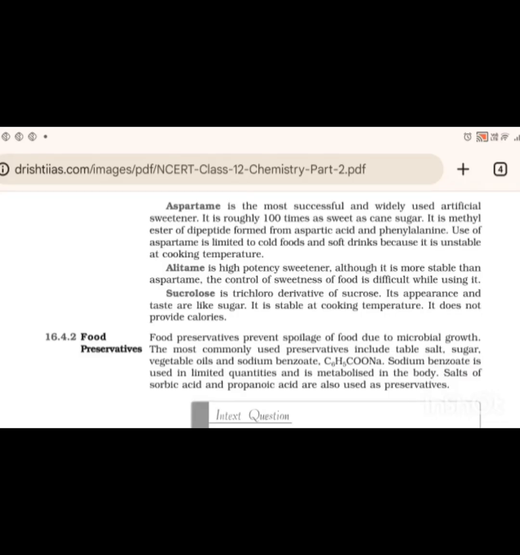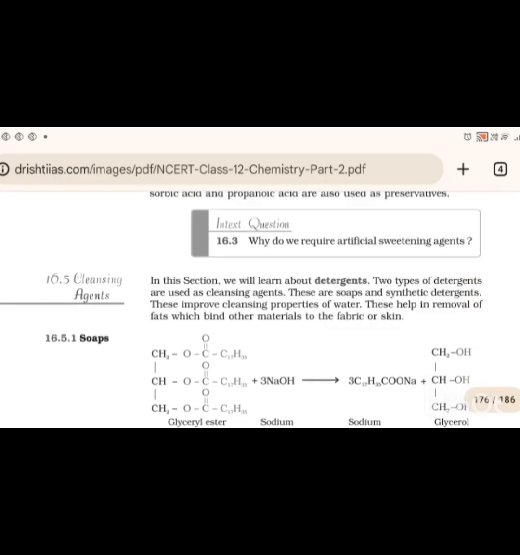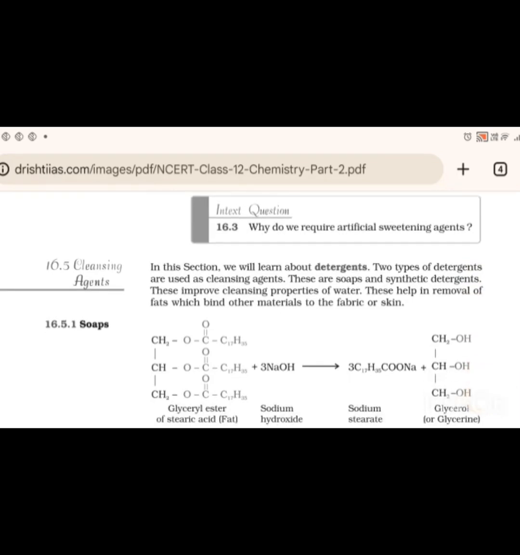Food preservatives. They prevent spoilage of food due to microbial growth. The most commonly used preservatives include table salt, sugar, vegetable oils, and sodium benzoate. Sodium benzoate is used in limited quantities and is metabolized in the body. Salts of sorbic acid and propanoic acid are also used as preservatives.